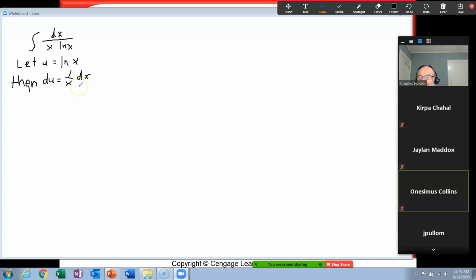Okay. Now that's looking much better, because what do we have here? A 1 over x dx. And 1 over x dx is du, and this is your u. So what do we have here? You have the integral of du, that's 1 over x dx, over u.